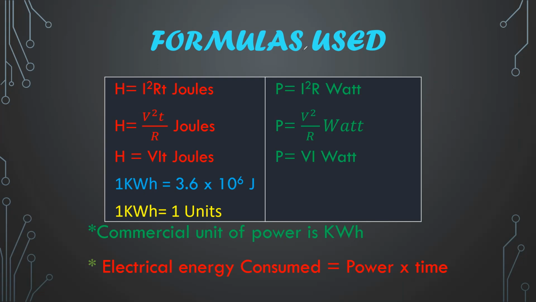Now we know that the commercial unit of power is kilowatt hour. And 1 kilowatt hour is equal to 3.6 into 10 raised to 6 joules, and 1 kilowatt hour is equal to 1 unit. This formula also we need for solving numericals. Another important formula is electrical energy consumed, that is H is equal to power into time. These are the important formulas of this lesson.